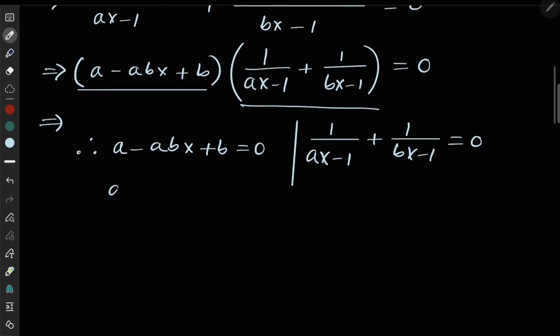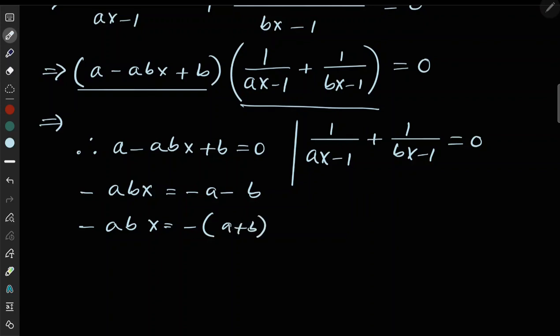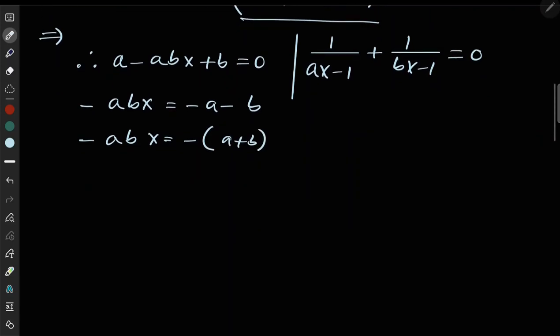After, abx equals minus a minus b, so minus abx equals minus common a plus b. Next, cancel minus on both sides: x equals (a plus b) by ab.